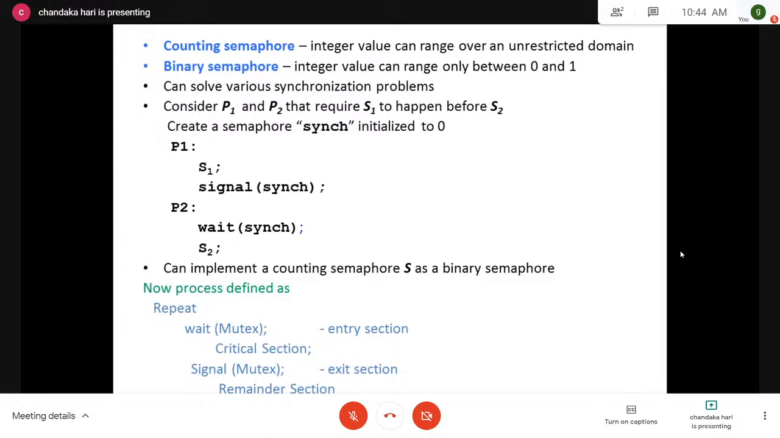This is the piece of code. How do you write this one? That's why the process is going to be redefined like this. Okay, now, repeat until false. Now, this particular semaphore variable, the synchronization variable, is a mutually exclusive variable.